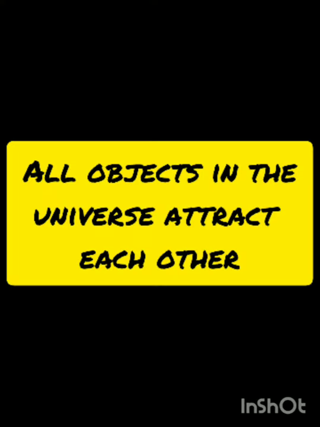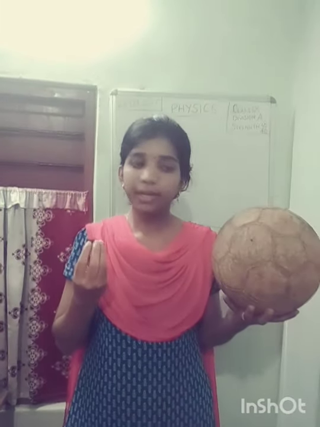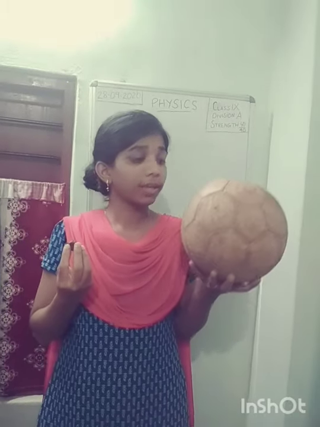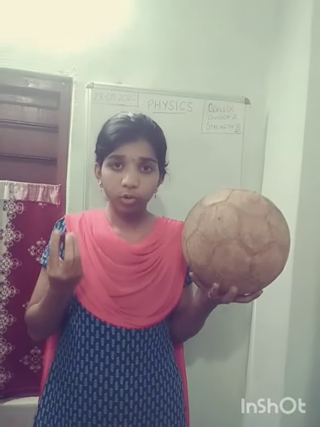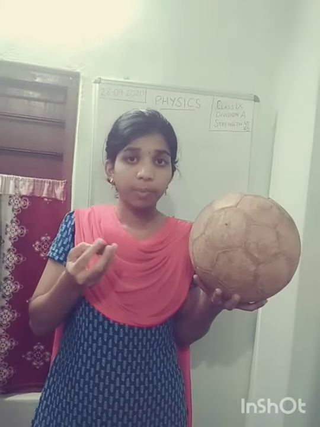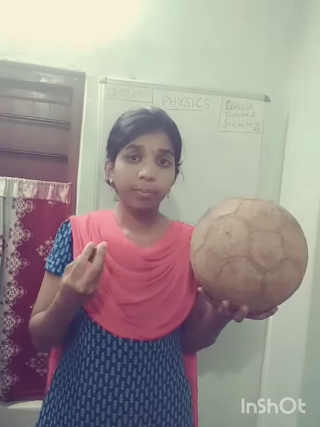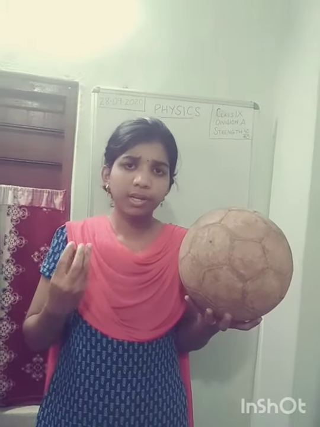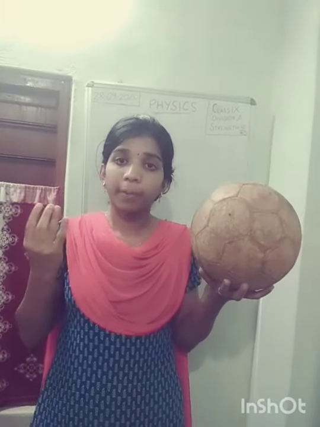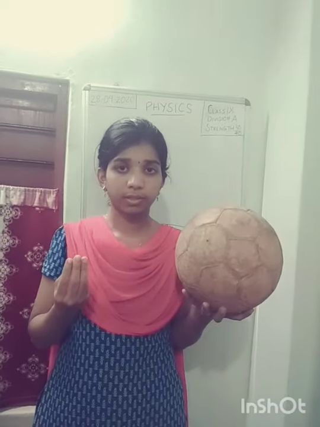So we have seen that all objects in the universe attract each other. I said that there exists a force of attraction between any two objects. It can be the earth and the moon, or it can be earth and this stone. It can be between you and me. It can be between any two balls, or it can be between any objects. Any two objects have the ability to attract each other.